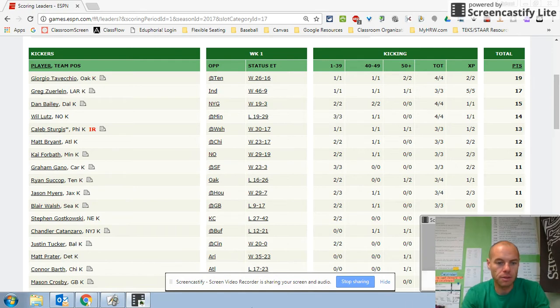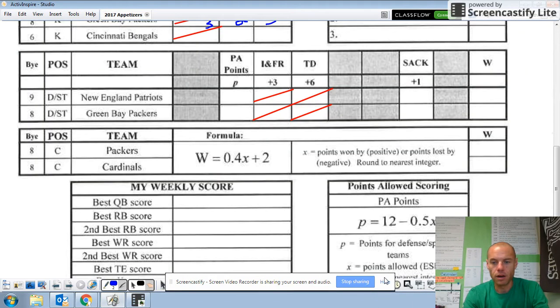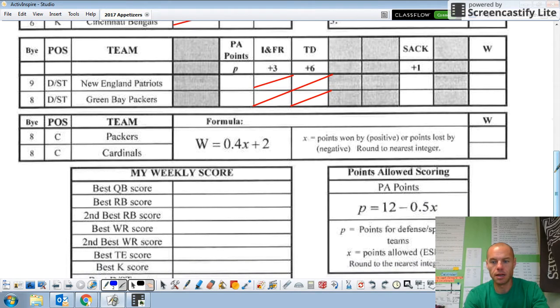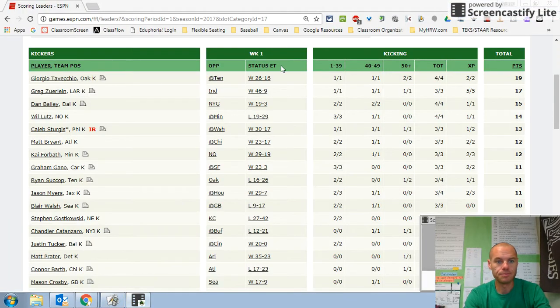So what we're going to talk about right now is defense and special teams. We have an equation right here that we're going to use, with some information off ESPN.com, and plug it in here in order to get our defense and special teams. Mr. Mangum had the New England Patriots for his team, so we're going to look at the points that they gave up. This is how you do it.